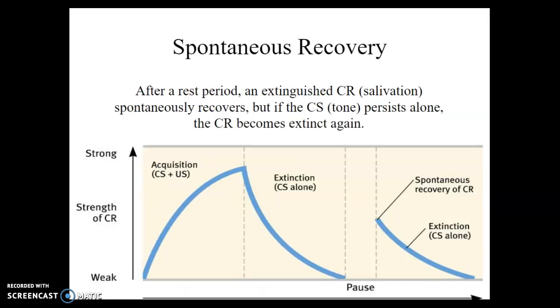But let's say we've done this, we give the dog a rest period, and then we start presenting food with the bell again. We can get what's called spontaneous recovery. So an extinguished conditioned response, so salivation, spontaneously recovers if the conditioned stimulus, or the tone, persists alone. The CR becomes extinct again. Okay?